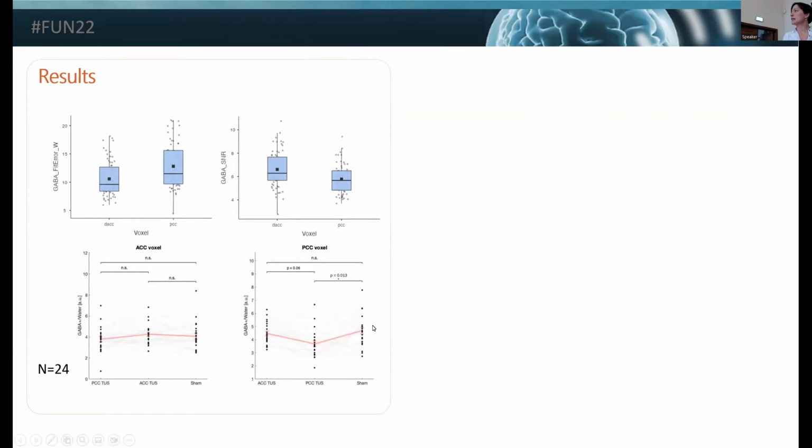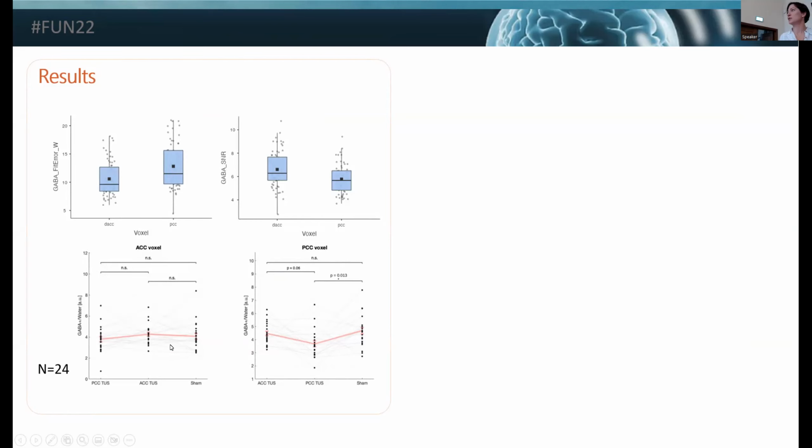If you're focusing on this right-hand side figure, this is the PCC voxel, this is the GABA level, and after sonication there is a consistent decrease across participants. We were already seeing this at N15. This is very consistent, which is not the case if the ACC is stimulated. We didn't find any difference in the ACC.